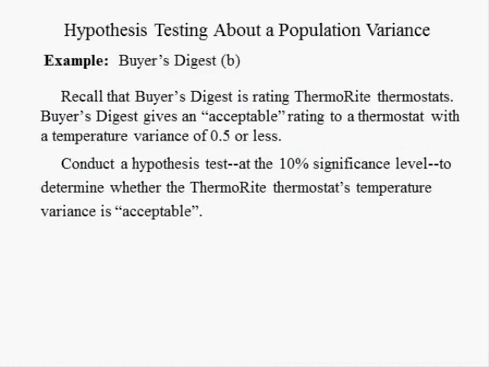Recall that Buyer's Digest is rating Thermorite thermostats. Buyer's Digest gives an acceptable rating to a thermostat with a temperature variance of 0.5 or less. Conduct a hypothesis test at the 10% level of significance. Determine whether the Thermorite thermostat's temperature variance is acceptable.